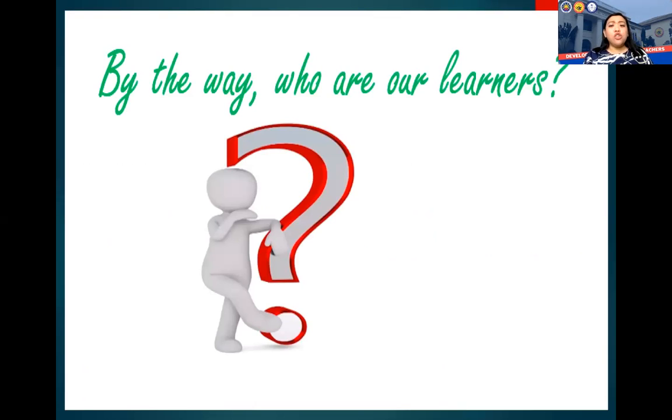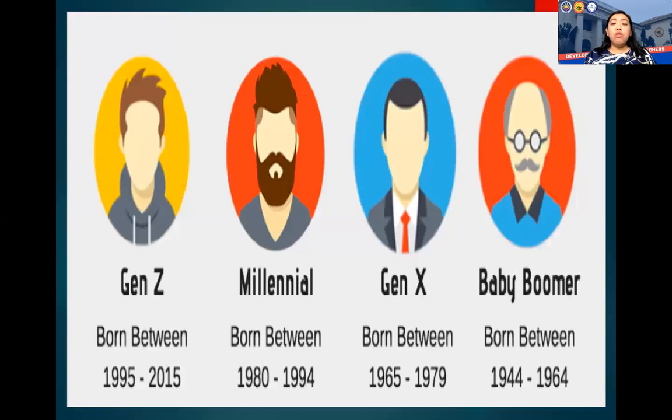Now, let's look into who our learners are. At the heart of any educative process are our learners. If we look at the comparison, if you were born between 1944 and 1964, then you belong to the baby boomer group. Then if you were born between 1965, a little bit later comes Generation X. And if you were born in the 1980s to 1994, then you are considered a millennial. So I think I belong to the millennial group, just like the others who are here.